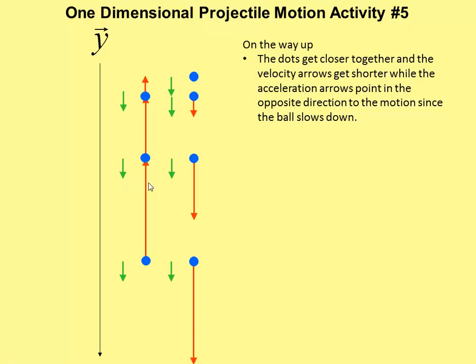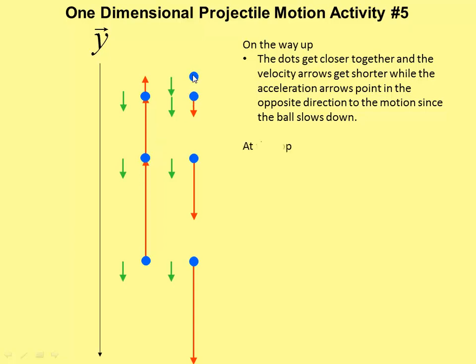All 3 of those things are signs that the ball is slowing down. Again, the dots get closer together, the velocity arrows get shorter, and the acceleration is pointing in the opposite direction it's moving. It's pointing down when it's moving up. All 3 of those are indications of slowing down.